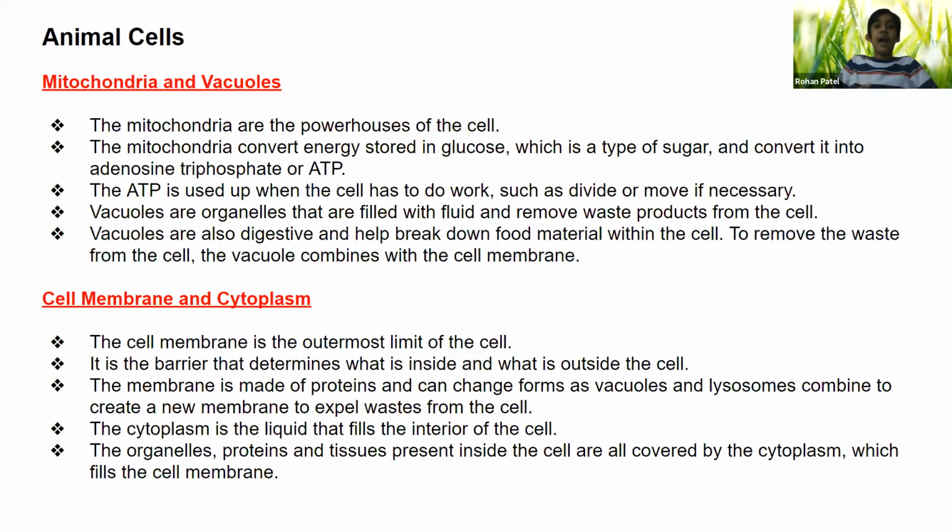The cell membrane is the outermost limit of the cell. It's the barrier that determines what's inside and what's outside of the cell. Our cytoplasm is the liquid that fills the inside of the cell, and the organelles, proteins and tissues present inside the cells are all covered by cytoplasm.